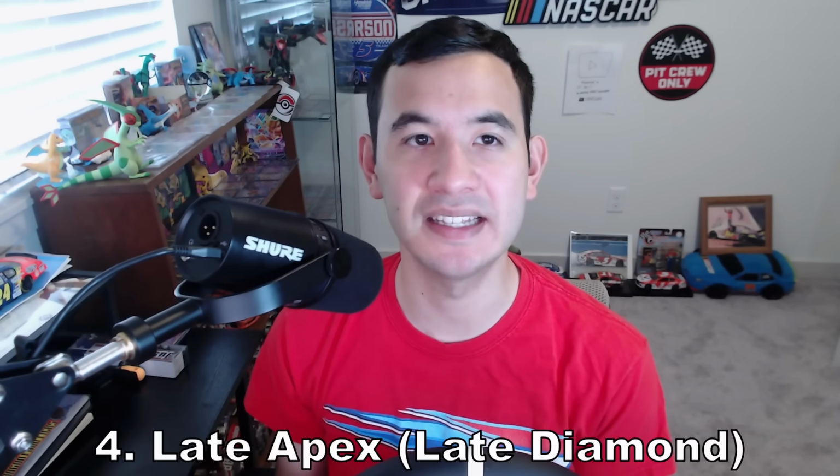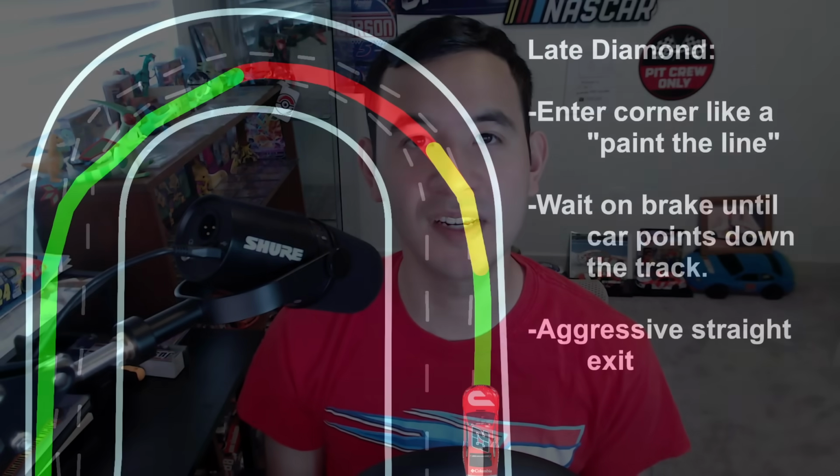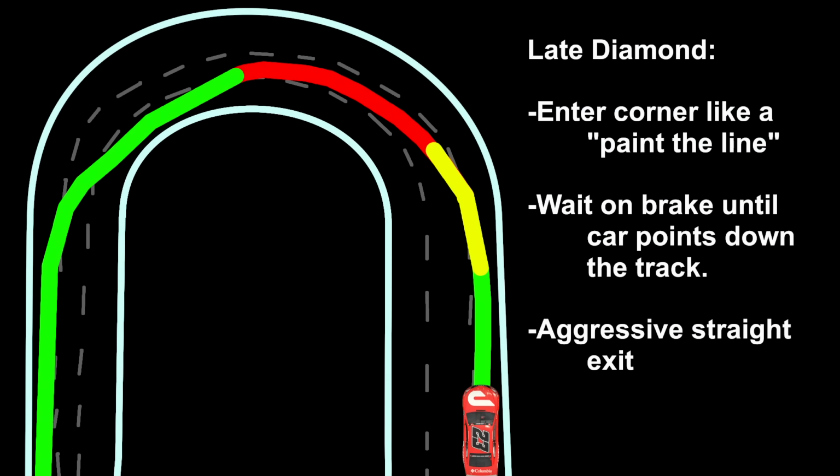The next line is a line that you'll only see in a couple places on the NASCAR schedule, and that is the late apex line. This line is also very common in road racing, but the more banking that you add to the track, the worse it gets, which is why it's not very common in ovals.